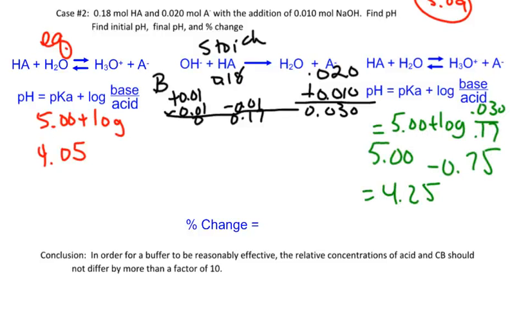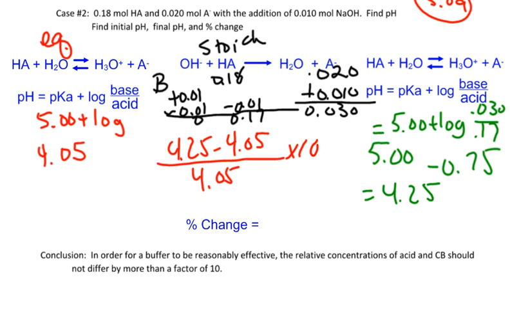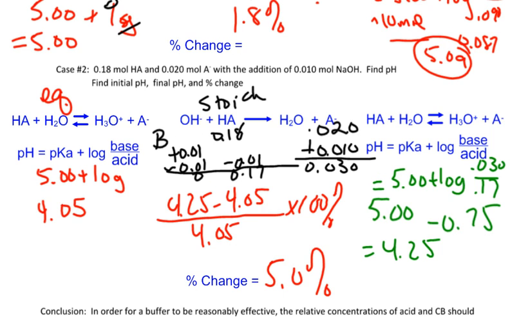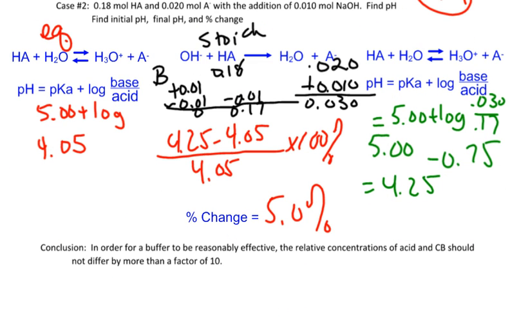So now I have a final pH of 4.25, and now we need to find the percent change, which I'll just do right now. So it's your final 4.25 minus initial 4.05 over your initial times 100%. And if you'd like to do your math, make sure that I'm doing it right. Why don't you do that right now? And I got the percent change of 5.0%. So compare case 1 with case 2. Case 1, we only had a 1.8%, and in case 2, I had a 5% change.